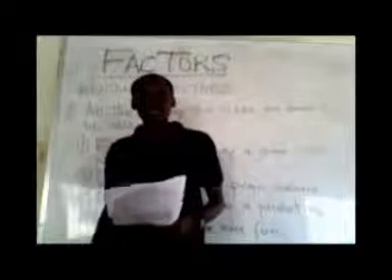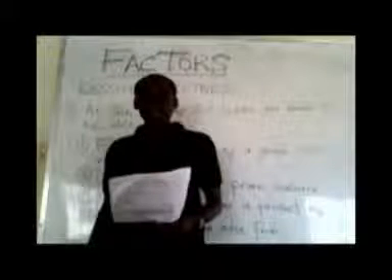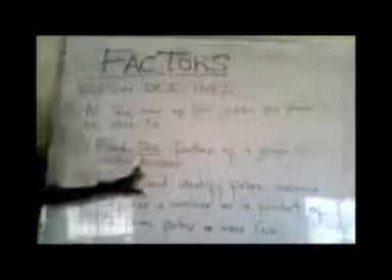At the end of this lesson, you should be able to define and find the factors of a given whole number. You should be able to define and identify prime numbers. And you should be able to express a number as a product of its prime factors in index form. Our fourth lesson objective is that you should be able to define a prime factor.